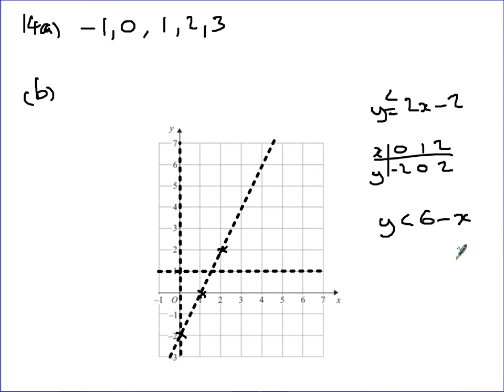x minus x, y less than x minus 6 minus x. So we create a table of values again. x is 0, 1 and 2. Well, if x is 0, y is 6. If x is 1, y is 5. And x is 2, y is 4. So we plot these values. 6 is there. 1 and 5, 2 and 4.